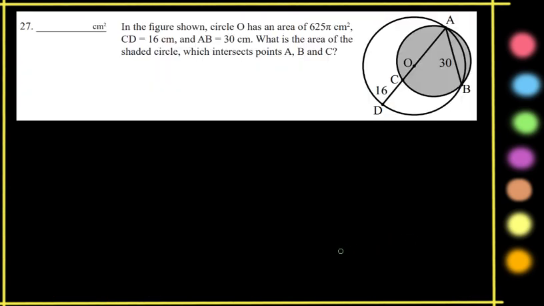This one is another geometry problem. It says in the figure shown, circle O, so that means O is the center of this circle, that's this bigger circle, has an area of 625 pi centimeters squared. Now, 625 is 25 times 25, right? So that means the radius here is going to be 25. Let's label that 25 here. And it says CD is 16 centimeters and AB is 30 centimeters.